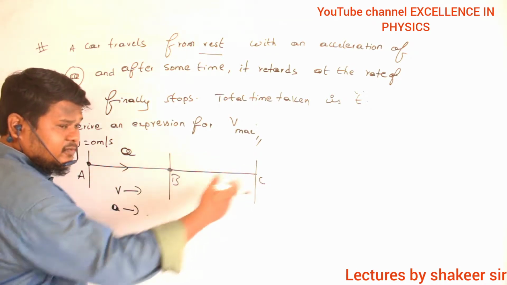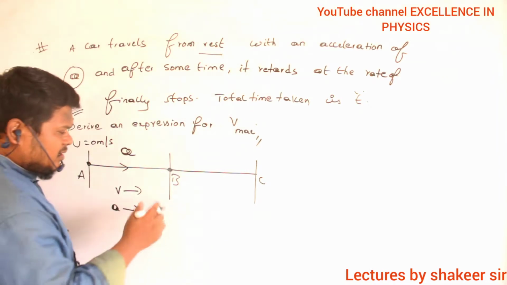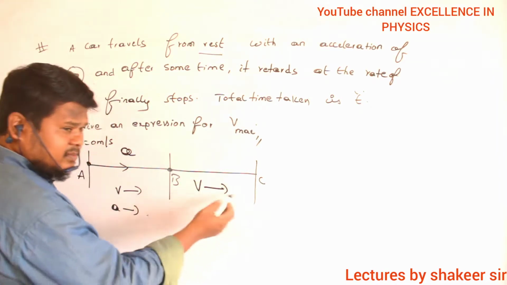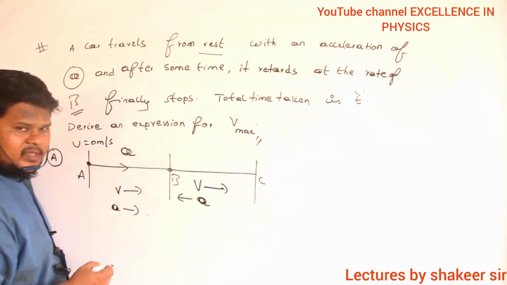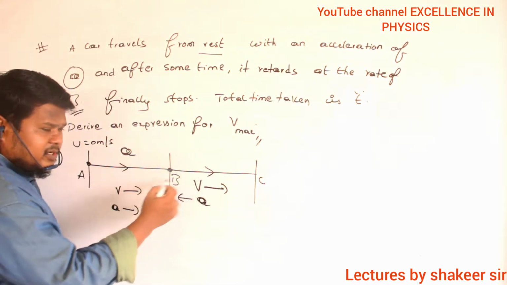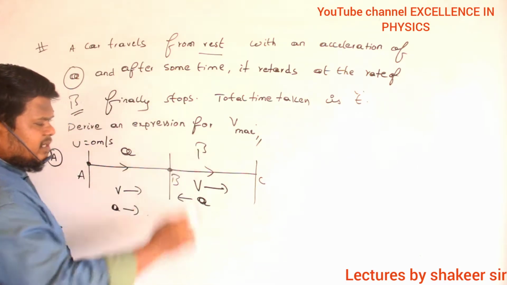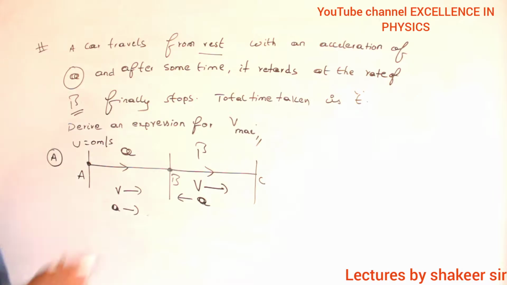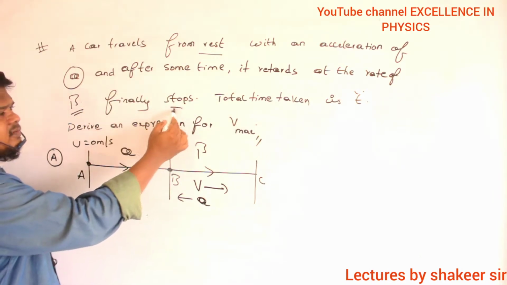Next, from B to C, what is happening? It started applying the brakes. It is retarding. Retarding means what? Velocity continues in the same direction, but acceleration is in the opposite direction. So what happens to the velocity of the body? Velocity continuously reduces at the rate of beta meter per second square. And finally it stops. That's what he's saying, no? And finally it will stop.